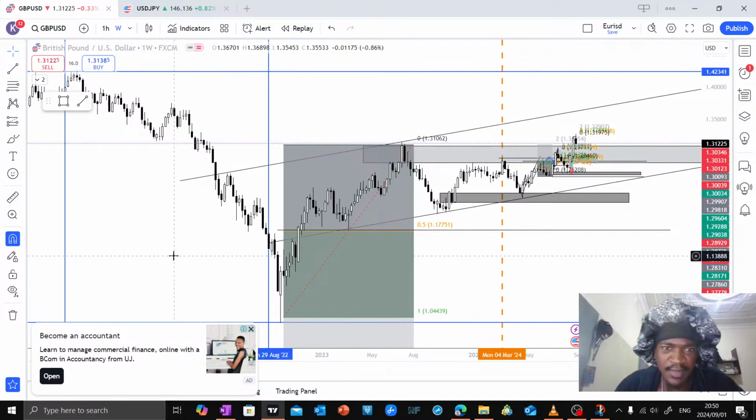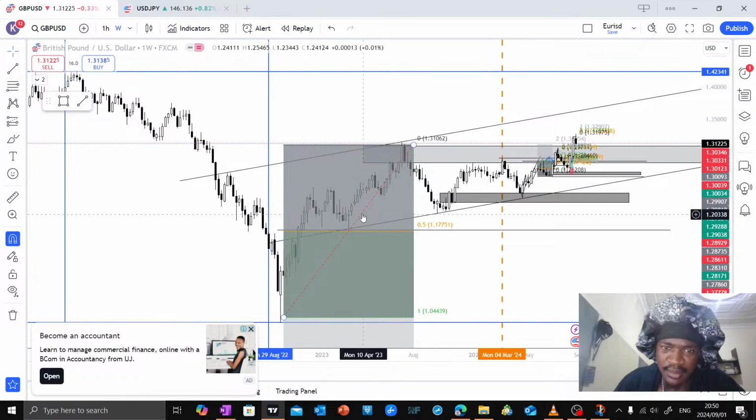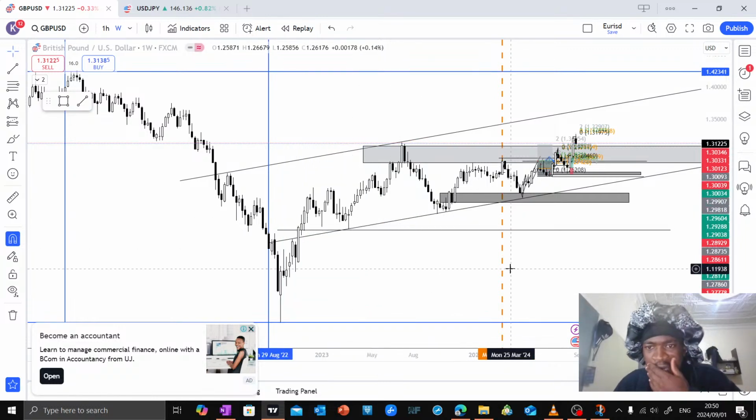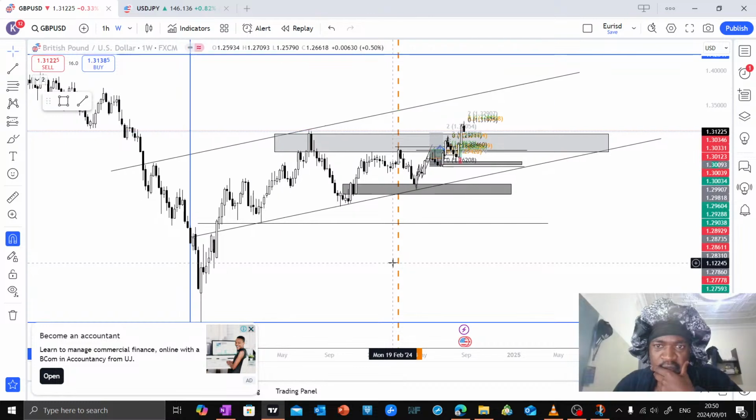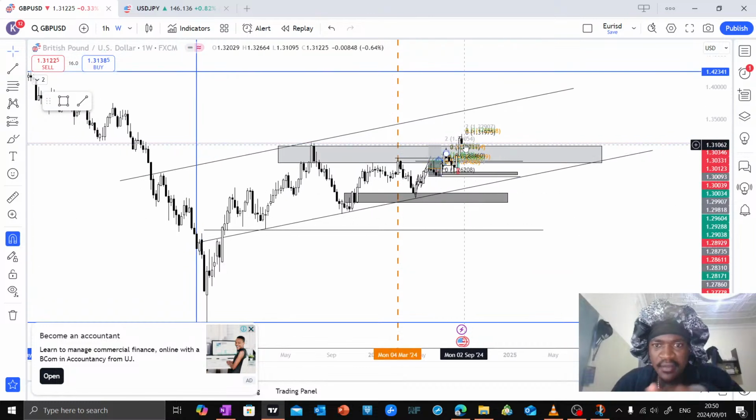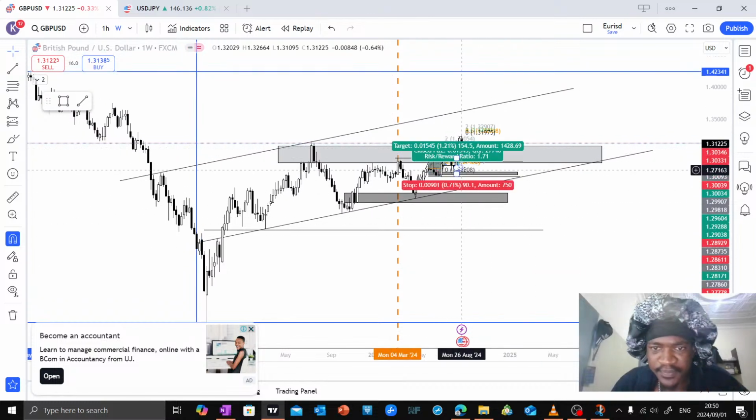Yeah, it looks a bit messy, but I had some things that I was looking at previously. The fact that we haven't retraced back to 50, but yeah, this has been there for a long time, right?